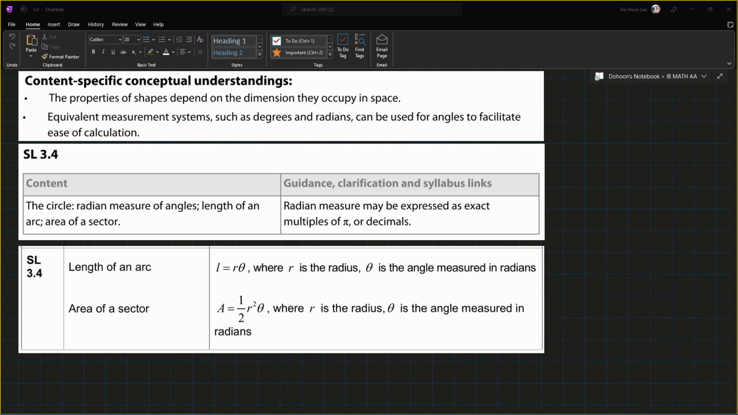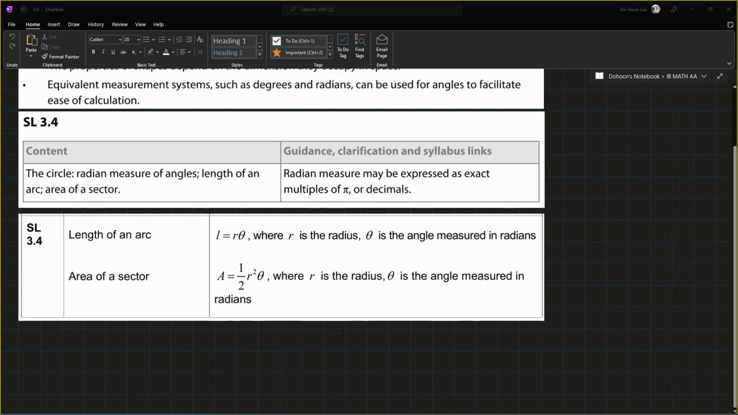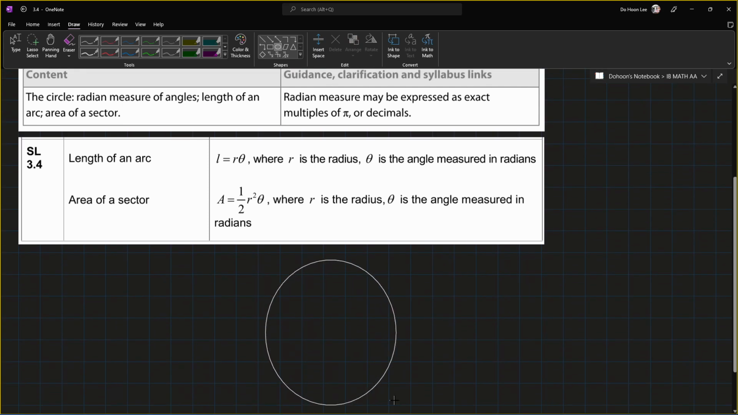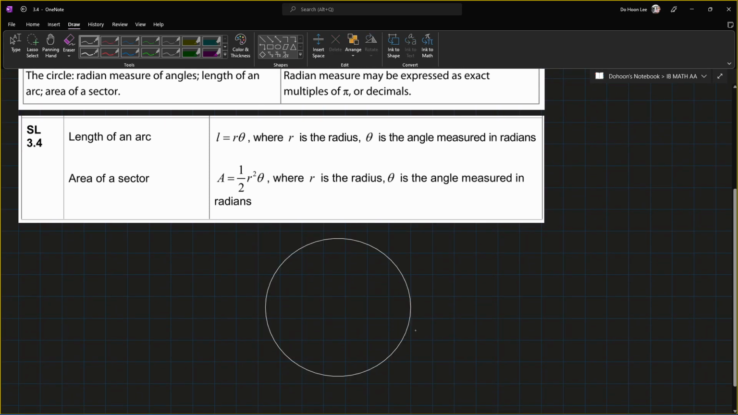One sentence that summarizes the section is: radian measure is more standard and more useful for calculations of arcs and sectors. Let's start with the idea of a circle. Given a circle, we can draw two lines from the center to the edge to identify an angle.